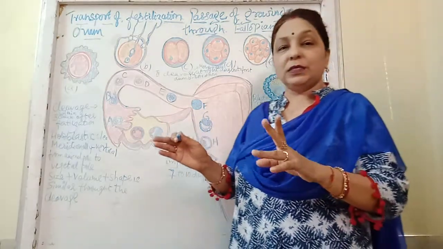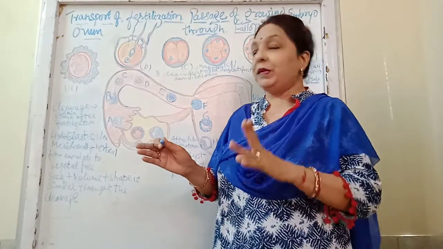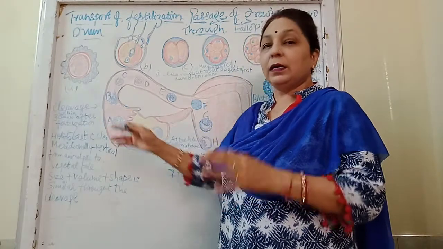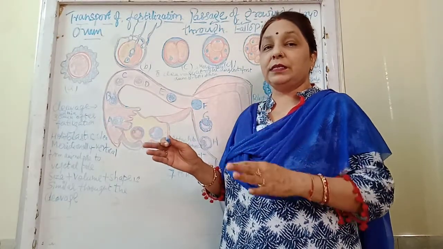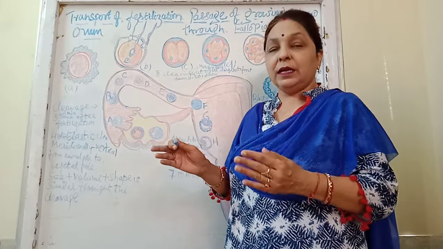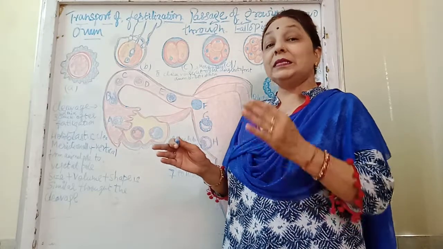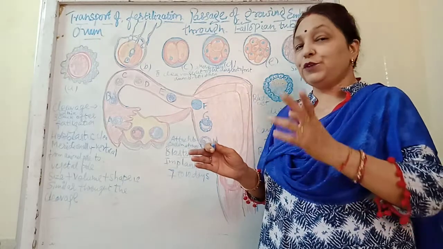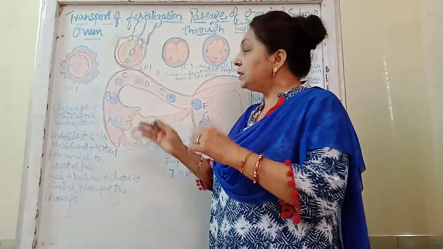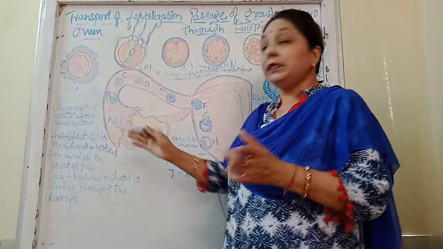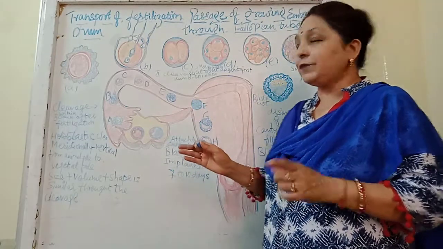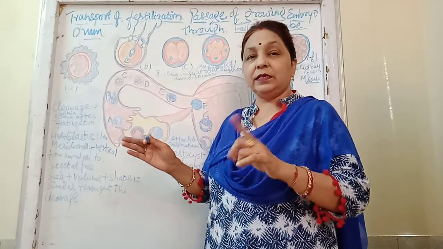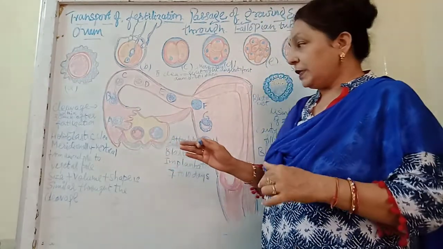So the sex of the child is decided at this moment only, and later this zygote undergoes many mitotic divisions to form an embryo. This process is termed cleavage. I am repeating, cleavage occurs within 30 minutes of the fertilization.